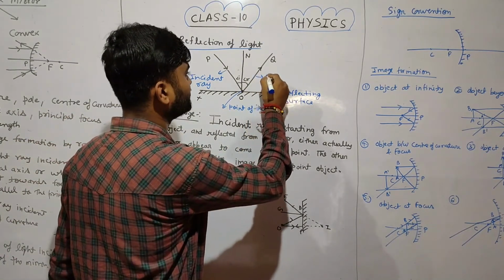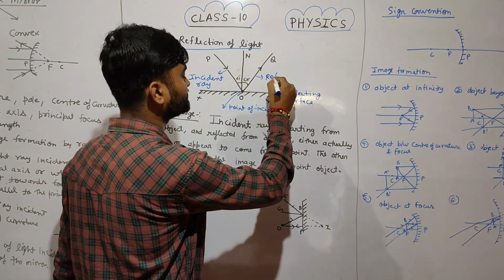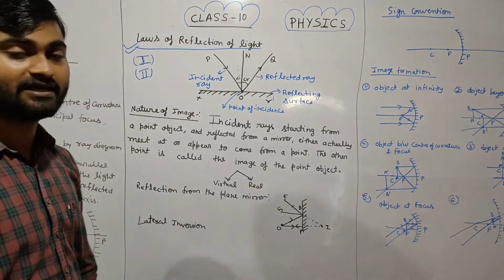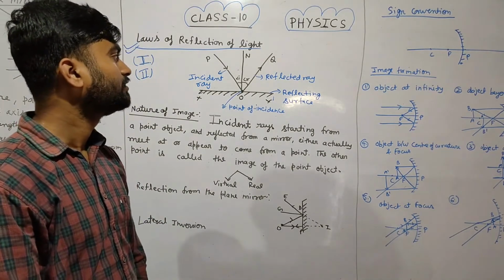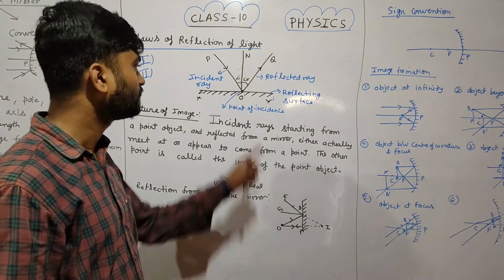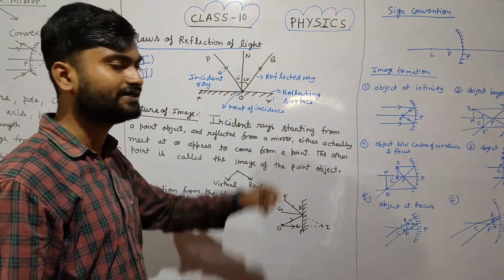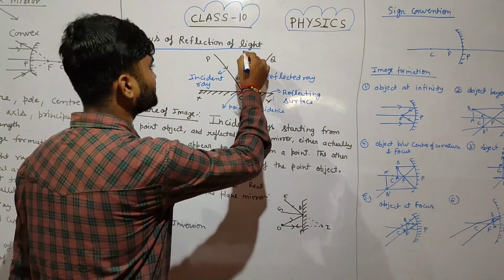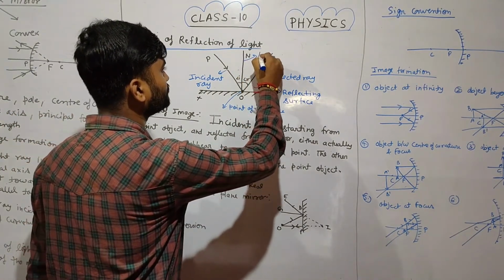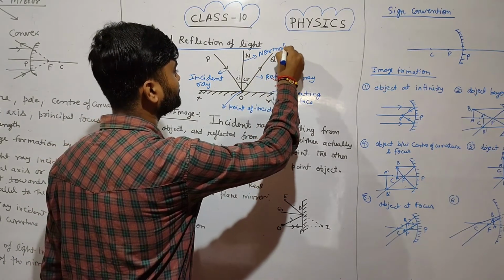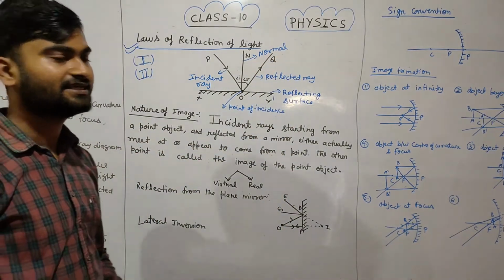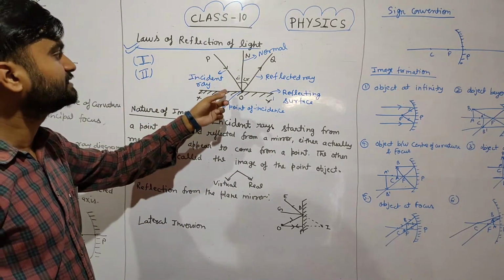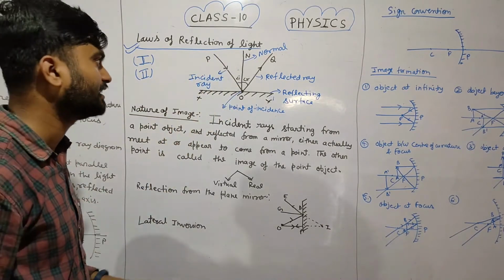Similarly, we can define the reflected ray OQ. This is called the reflected ray. The ray which reflects from the point of incidence is known as the reflected ray. Now what about this line? This is ON and this is the normal. It is an imaginary line, but the incident ray can be along the normal.